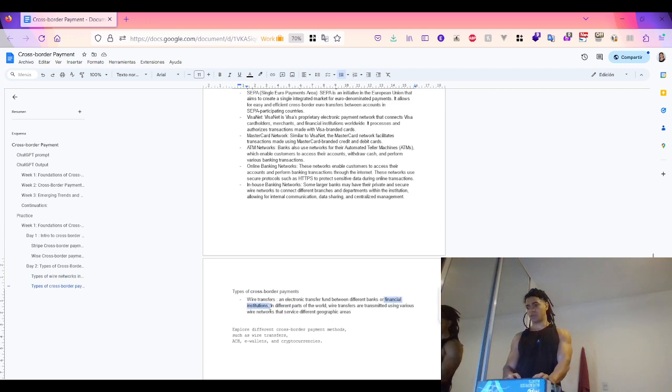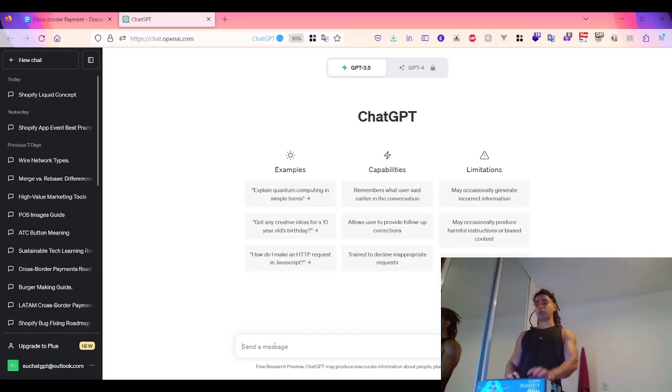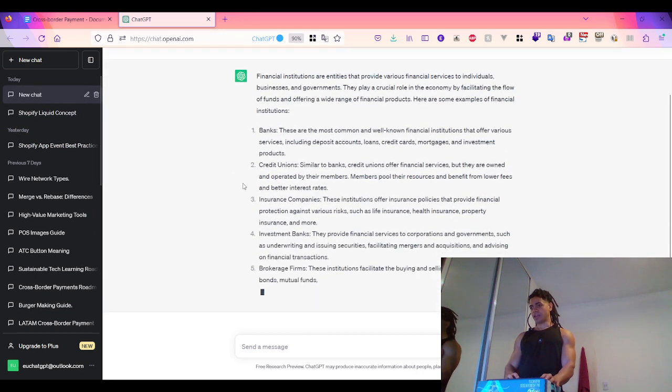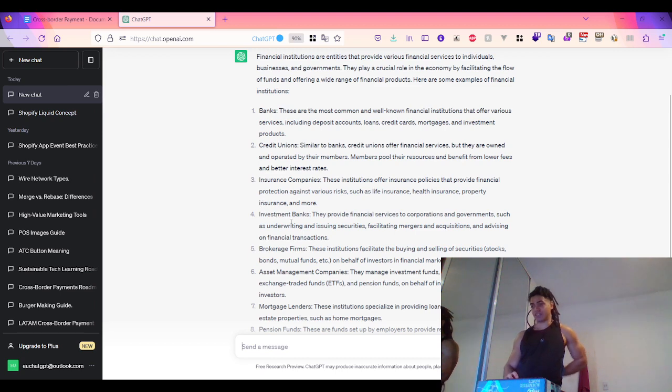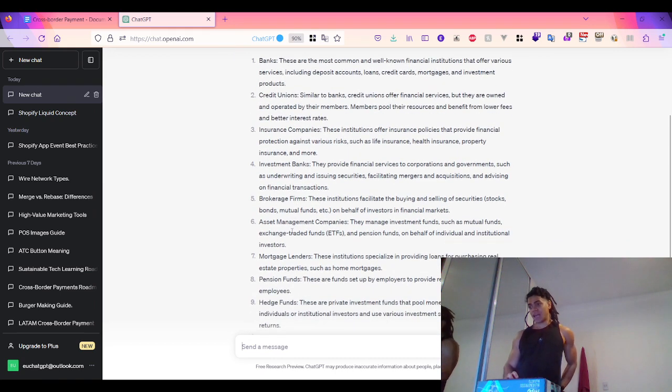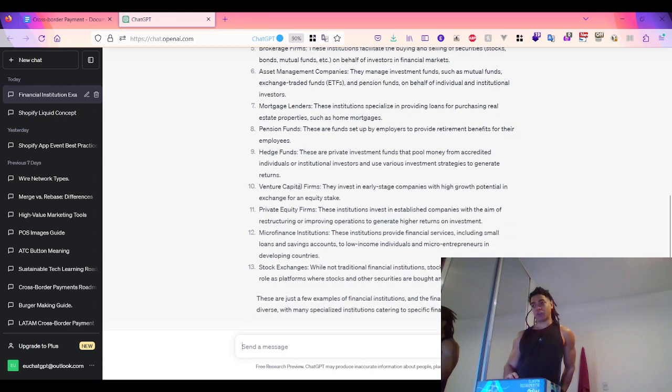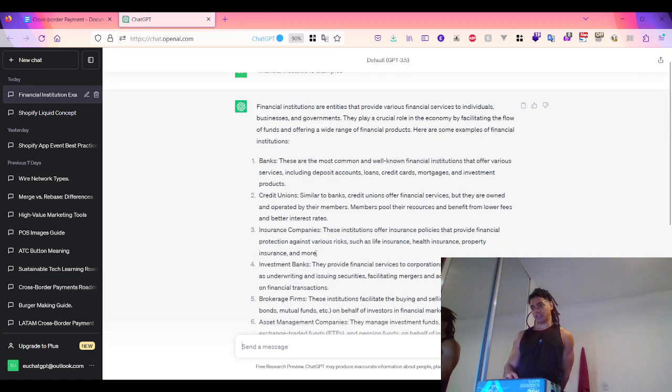For example, if I just want to know examples of financial institutions, let me ask ChatGPT about it and then double-check that information with Google. Financial institution examples: bank, credit union, insurance company, investment bank, brokerage, asset management company, mortgage lender, pension fund, hedge fund, venture capital firm, private equity firm, microfinance institution, and stock exchange.